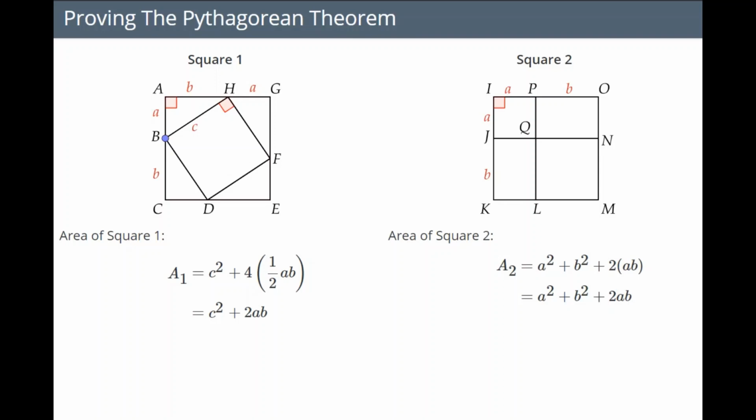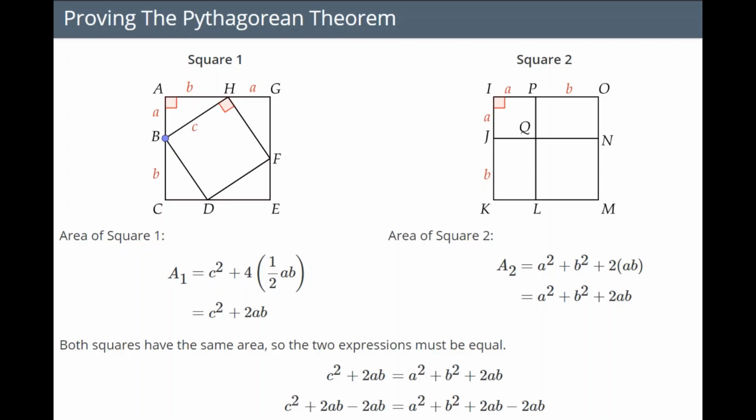Now in square 2, its area, which we'll call A2, is made up of the area of the smaller square of side a, so its area is a squared, and the area of a bigger square of side length b, so its area is b squared, plus the areas of two congruent rectangles, each of which has area ab. So A2 therefore is a squared plus b squared plus 2ab.